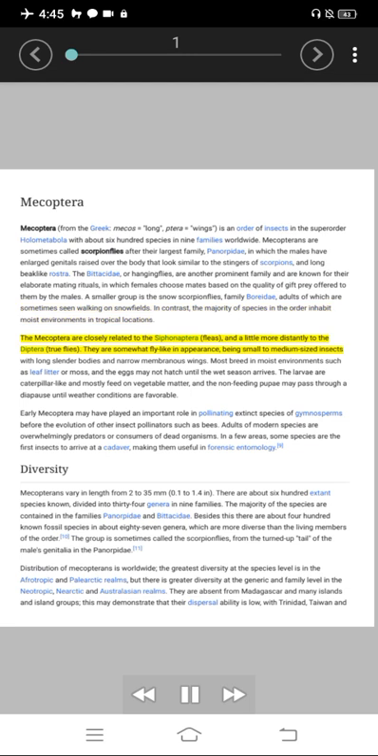The Mecoptera are closely related to the Siphonaptera fleas, and a little more distantly to the Diptera true flies. They are somewhat fly-like in appearance, being small to medium-sized insects with long slender bodies and narrow membranous wings. Most breed in moist environments such as leaf litter or moss, and the eggs may not hatch until the wet season arrives. The larvae are caterpillar-like and mostly feed on vegetable matter, and the non-feeding pupae may pass through a diapause until weather conditions are favorable.